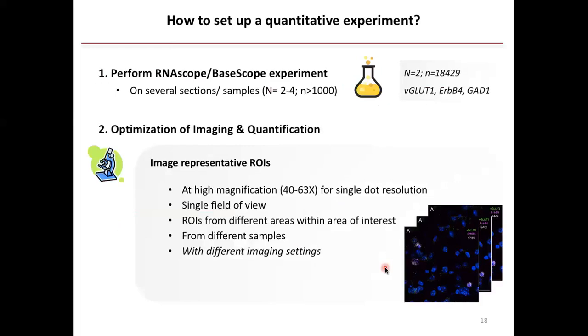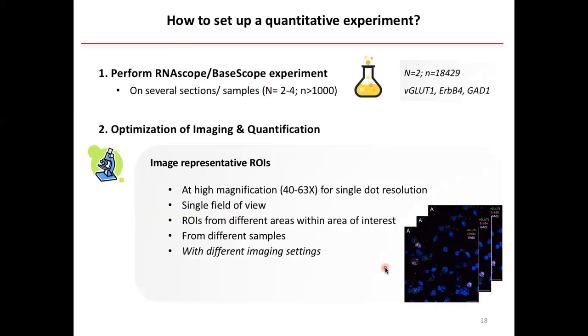Next, you will need to optimize both your imaging and quantification settings. You may want to do this with small areas, such as a single field of view, to avoid wasting time imaging the whole area and then realizing that imaging settings still need to be optimized. Imaging of RNAscope should always be done at high magnification, 40 to 63x for single dot resolution. For BaseScope, 20x is sufficient since the dots are bigger.